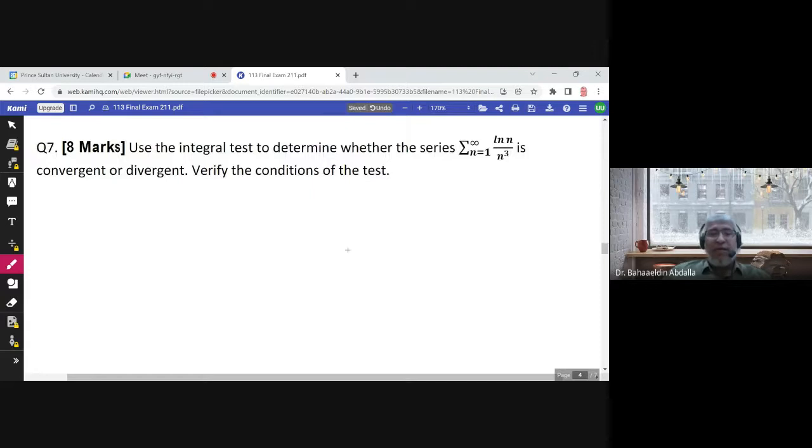Use the integral test. Okay, this is in chapter 11 now, section 11.3, if you remember the integral test. Use the integral test to determine whether this series is convergent or divergent. Verify the conditions of the test. Well, what are the conditions of the test?